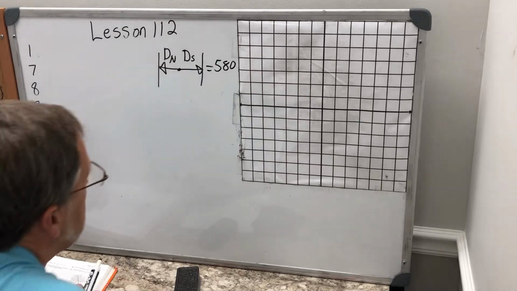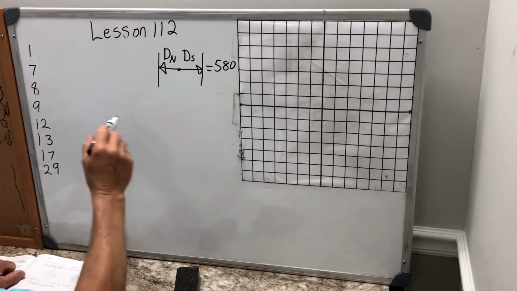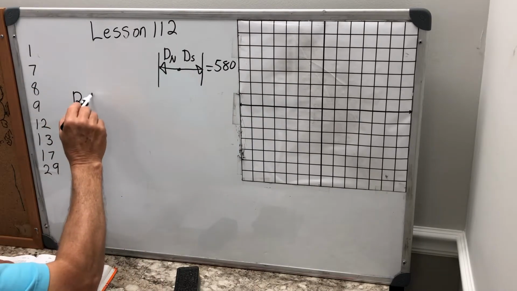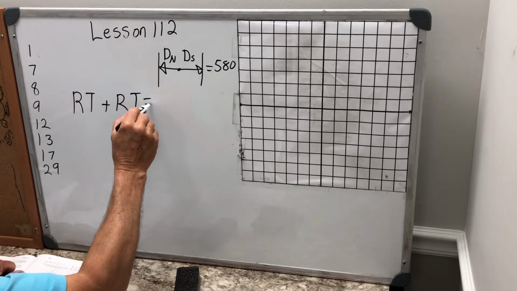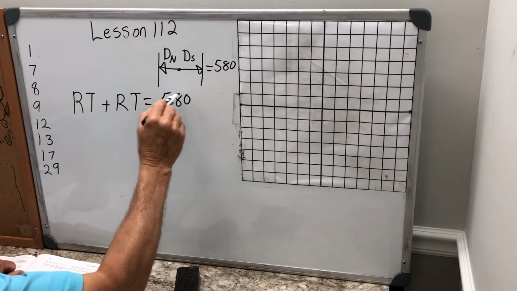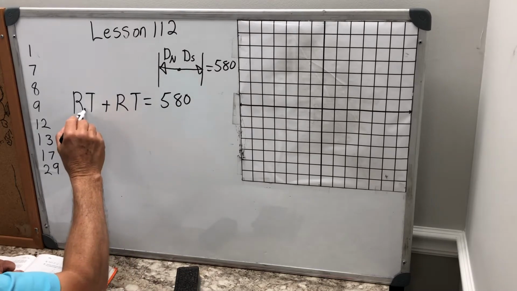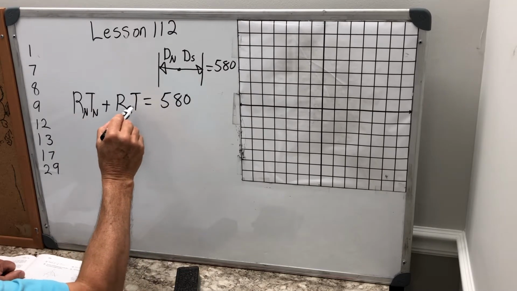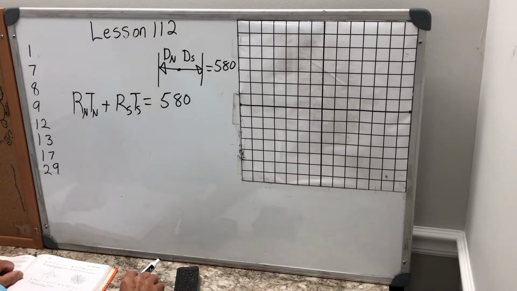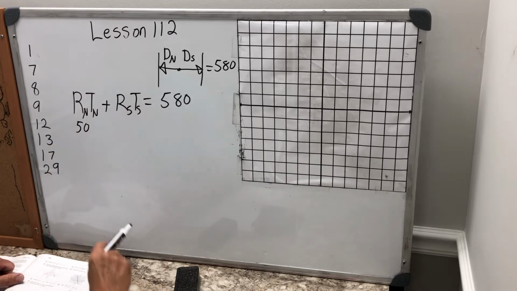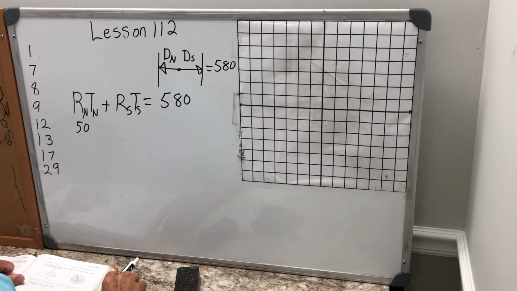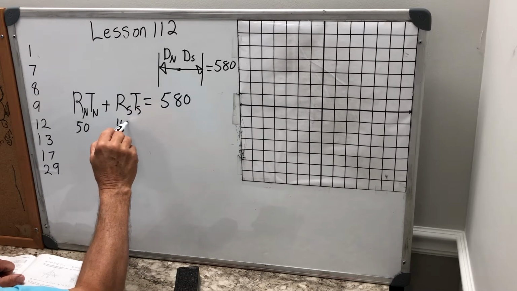So there's our distance equation. I'll set up like that. We go RT plus RT equals 580. And this is going to be north, and this will be south. The northbound had been on the road at 50 miles per hour. So this is north at 50 miles per hour. And the southbound had been at 45 miles per hour.